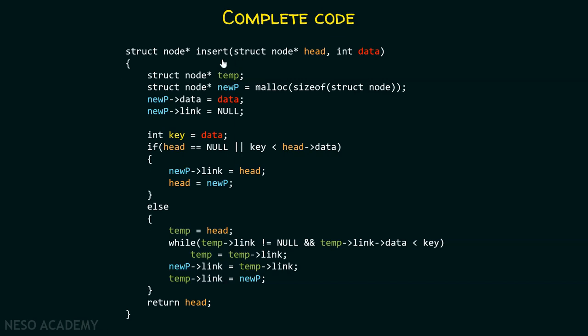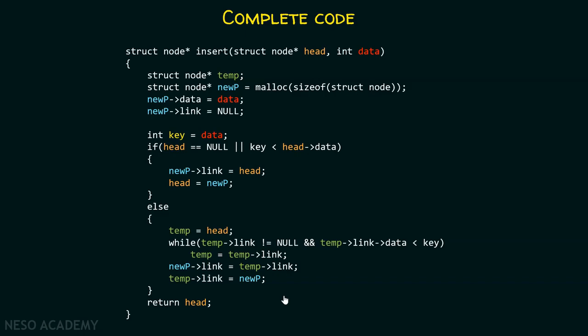Now here is the complete code. You can see that this is the insert function, and here it is accepting a head pointer as well as some data. You can see we have a temp pointer and a new p pointer. Here I'm allocating memory for the new node, and also I'm assigning data to the data part and null to the link part. That is, we are creating a new node. After this, the key variable has been declared, which has been initialized by data, and then you can see the same piece of code which we have already seen. Finally, we'll return head back to the main function. And that's it. This is all we have to do.